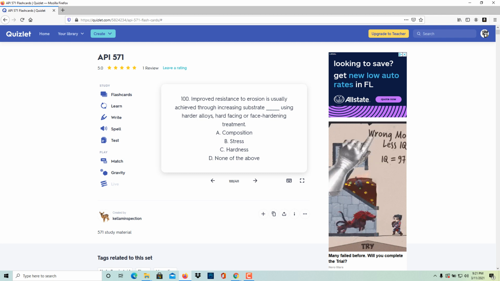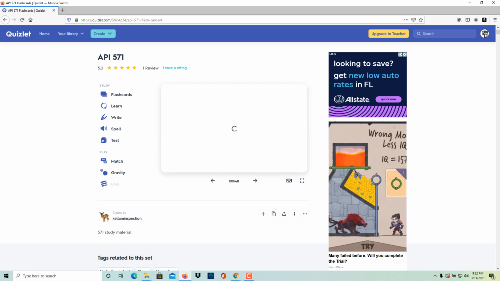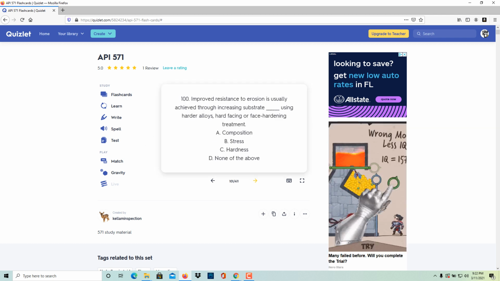Improved resistance to erosion is usually achieved through increasing substrate blank, using harder alloys and hard facing or face hardening. Substrate hardness. See? I mean, that's the only one that makes sense. So take a break.